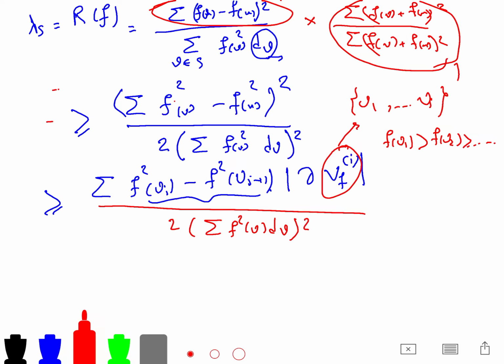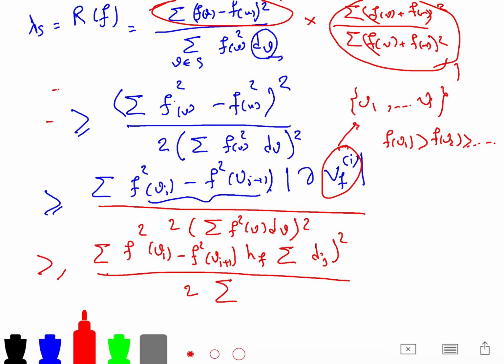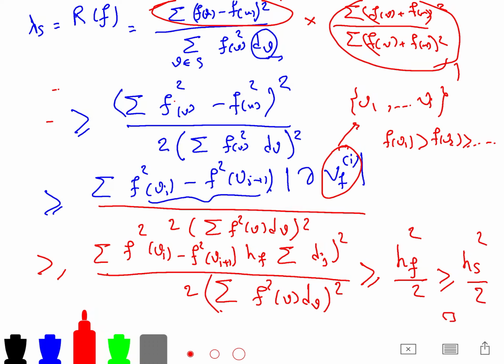Now we can use just the definition of the Cheeger constant. So this is greater than f squared of v_i minus f squared of v_{i+1} times h of f, which is the minimum of h of the v of f, times degree of j squared, over 2 times f squared of v d of v squared. By definition, it is greater than this, because h of f is the minimum of all of these things. And then again, this is greater than h of S over 2. So the proof is almost the same. We have just restricted to S, and used it for the local version.